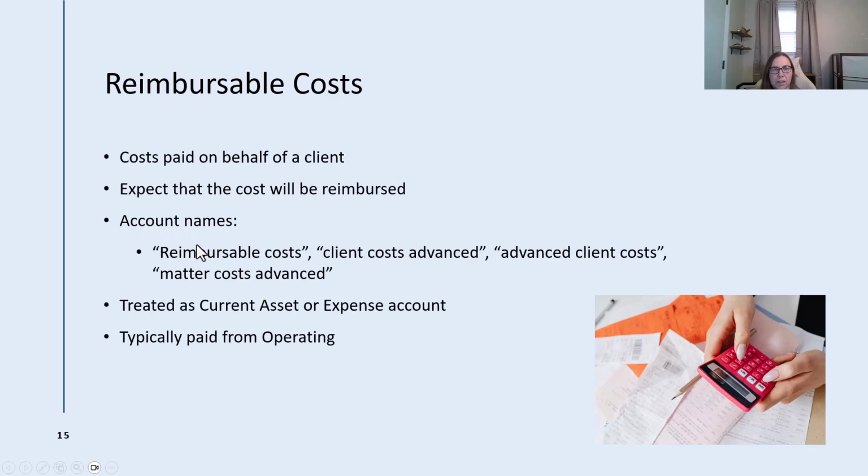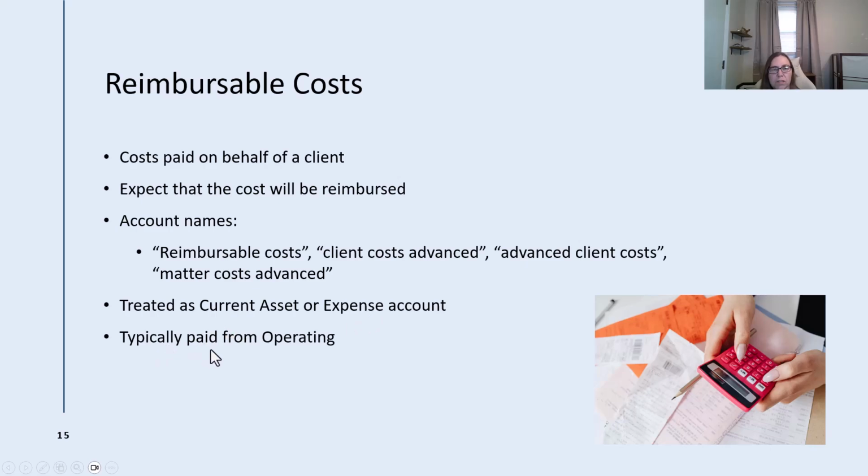And I see a lot of variations on account names, so I put a few of them here just so you'd have an idea. And this is going to be the tricky part because some law firms treat their costs as current assets. So it's almost like it's a receivable in a way. And then some law firms treat them as expense accounts. I would say the majority of the law firms that I've worked for treat the costs as a current asset. But I do occasionally see them treating it as an expense.